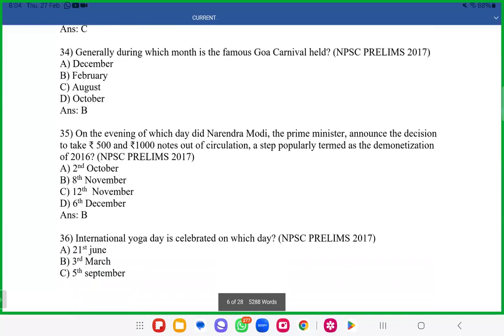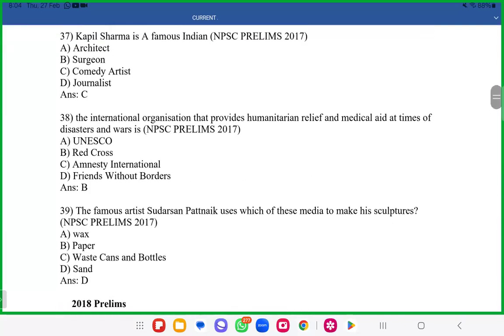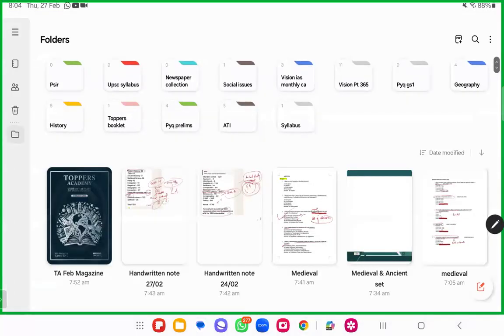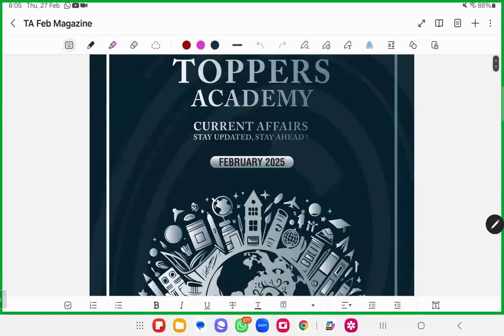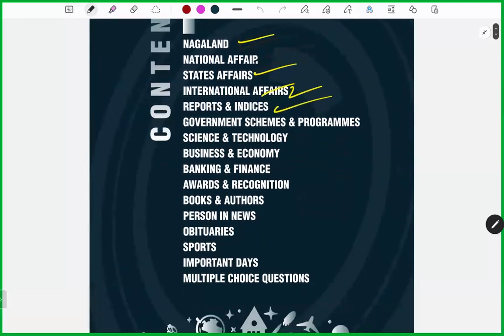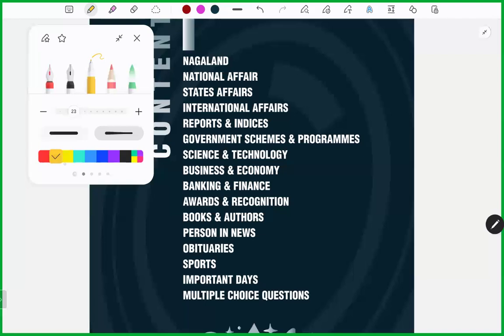So how many questions were asked in 2017? 39 questions in prelims. Now, I have been giving so much importance to current affairs because it carries a lot of marks and will be a deciding factor for you to clear the exam easily. If you are getting at least 30 out of the 39, you will easily clear the exam.